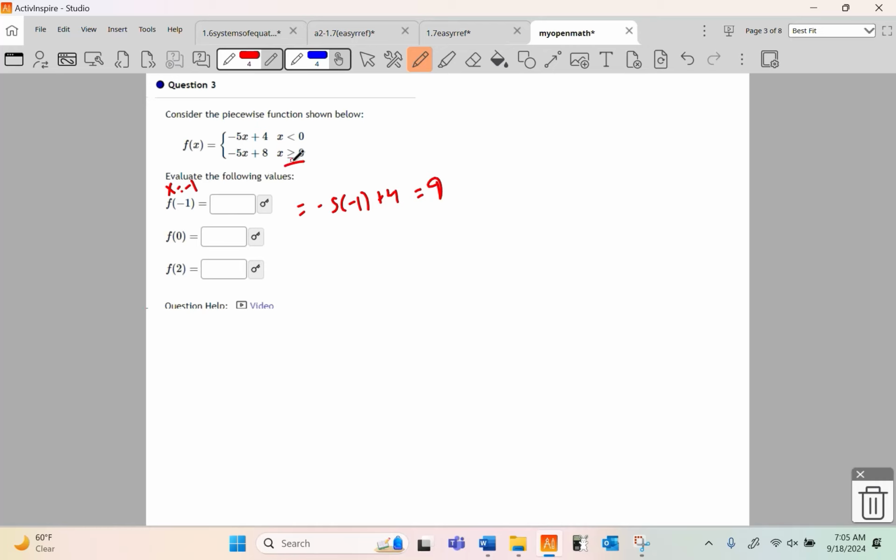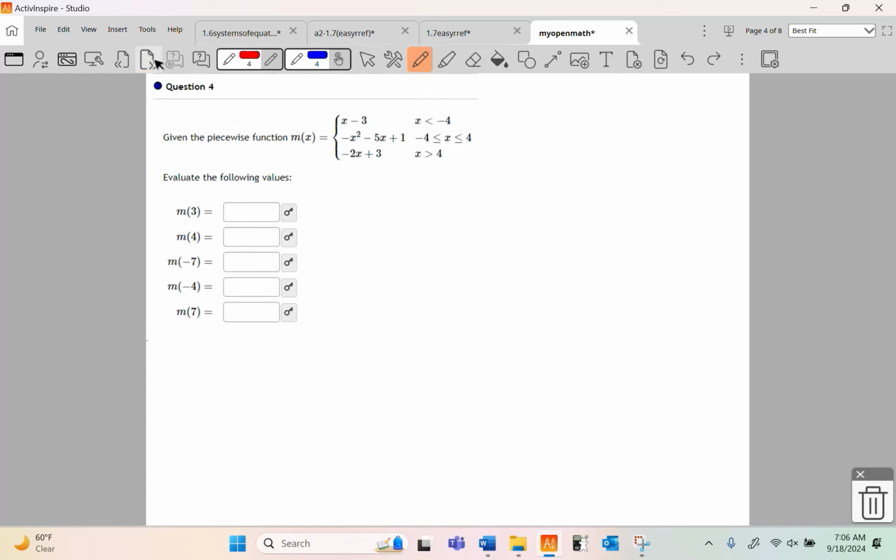0 has to go in the second equation. It takes things greater than or equal to 0. So that would be negative 5 times a 0, add an 8, which is just 8. And 2 also has to go in the second equation. Negative 5 times 2, add an 8, and that returns negative 2. It's really easy stuff.